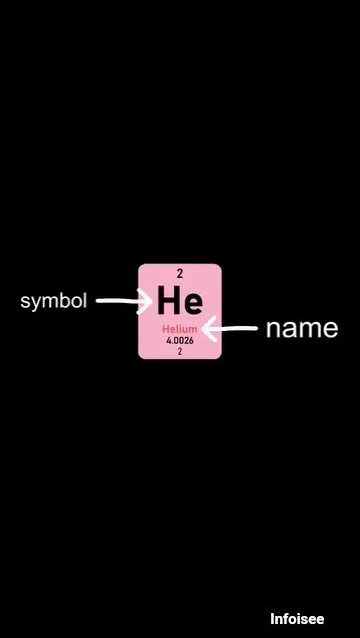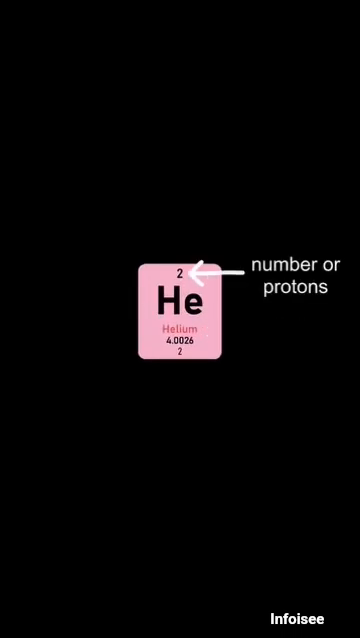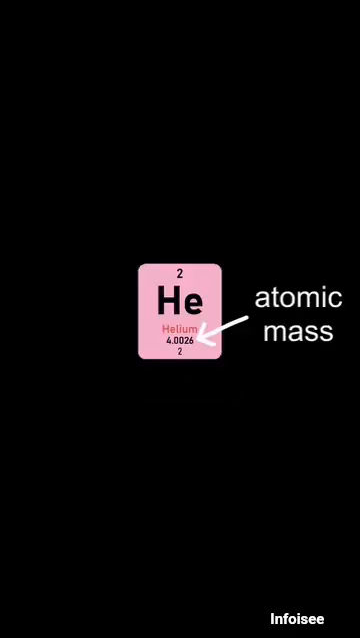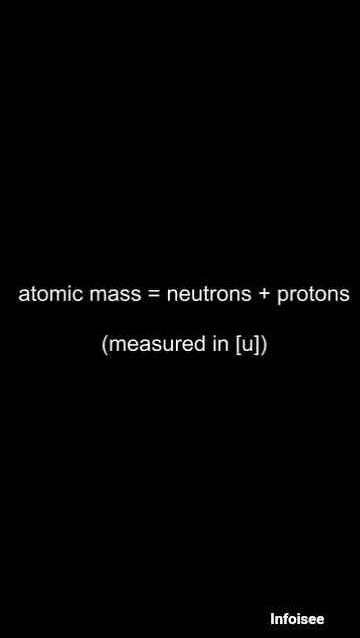The periodic table is also pretty much a dictionary, as every cell tells you the name and symbol of an element, the number of protons in the core, which is also the total number of electrons, and the atomic mass, which is the mass of neutrons and protons combined.